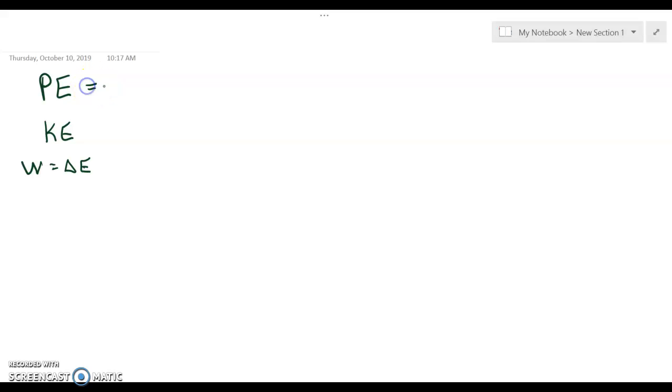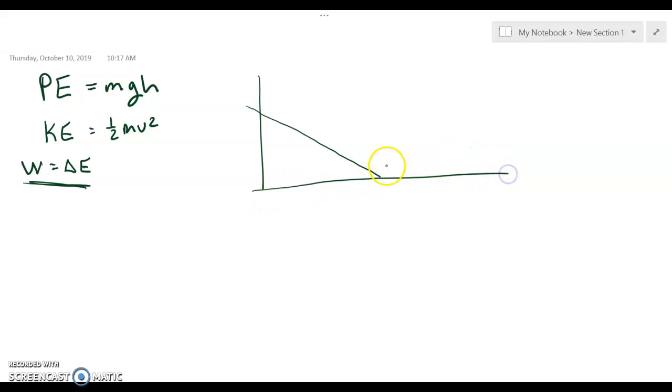So, potential energy was given in the book by mgh. Kinetic energy was given in the book by 1/2 mv squared. And we're left with this idea of work equals the change of energy, the work energy theorem. Potential energy is stored energy. Kinetic energy is energy of motion. And whatever energy is lost or removed from the system, I say lost, but not lost, removed from the system, is converted into work.